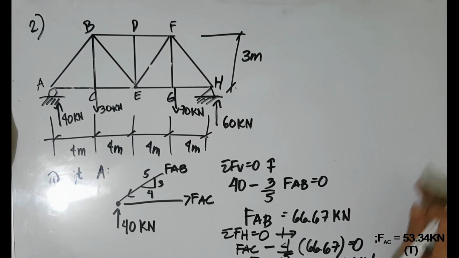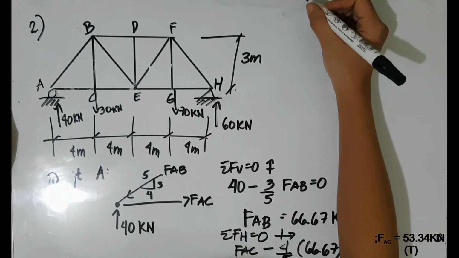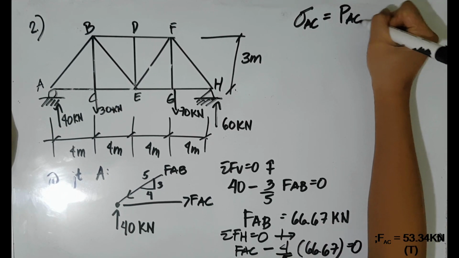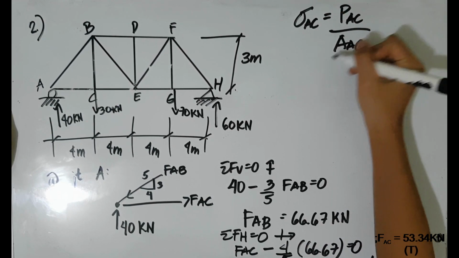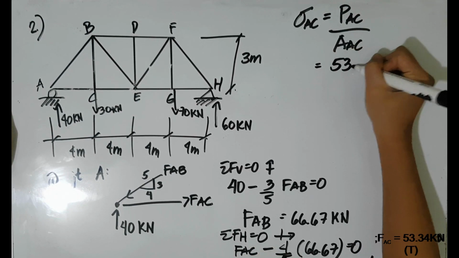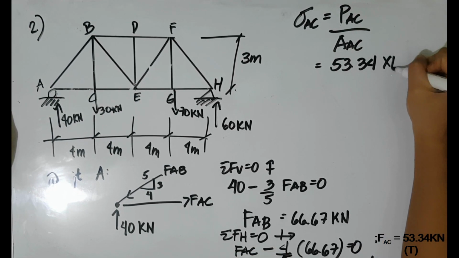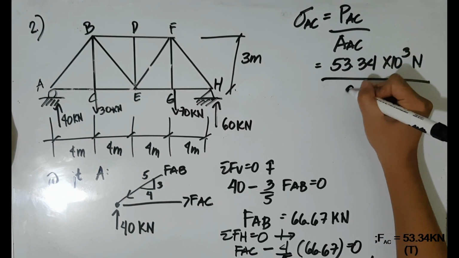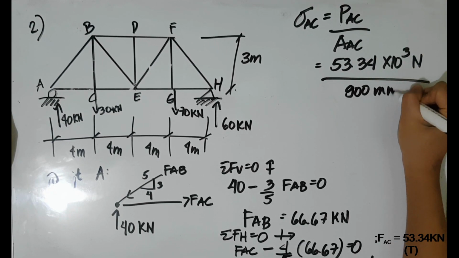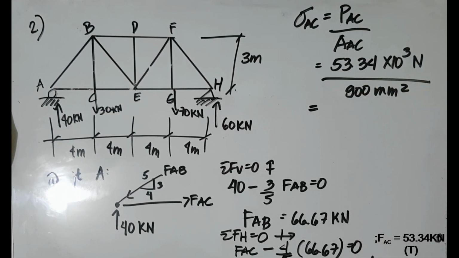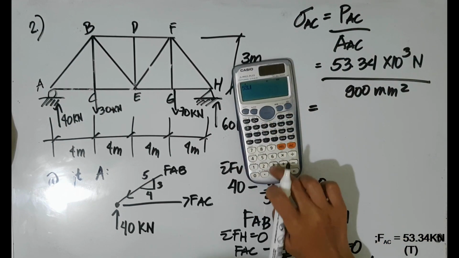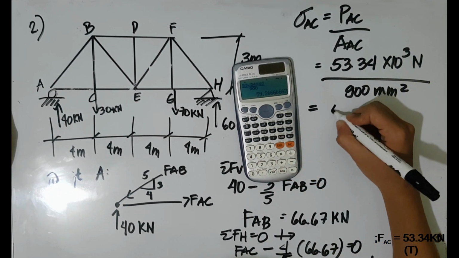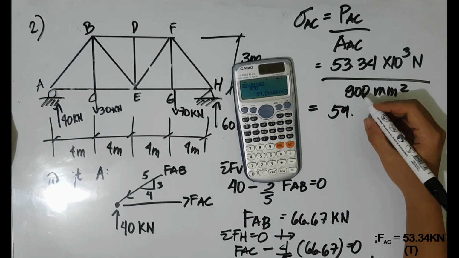And our next step is to determine now the stress at the member AC. So our load is 53.34 times 10 raised to 3 Newton divided by the cross-sectional area, which is 900 square millimeter. Therefore, our stress at member AC is equal to 59.27 megapascal.